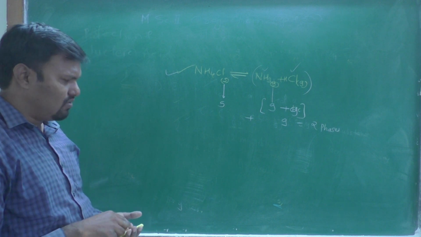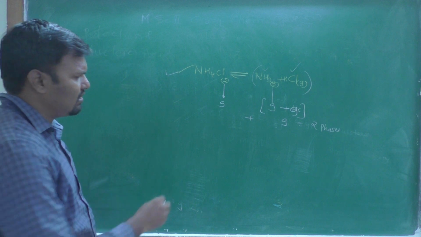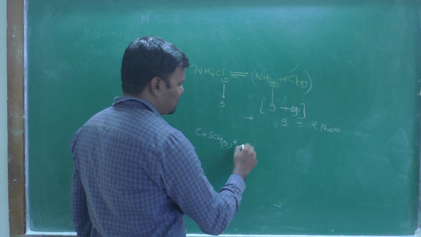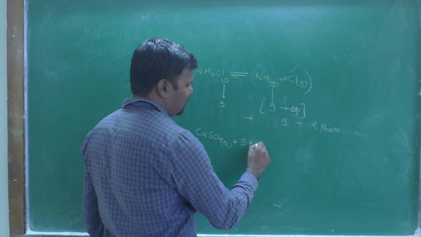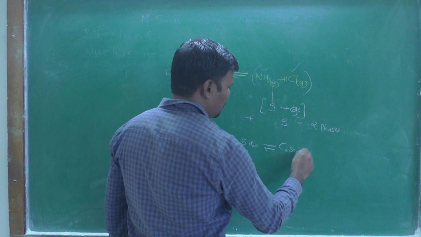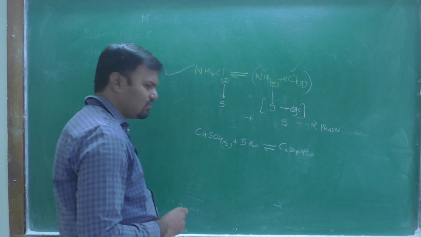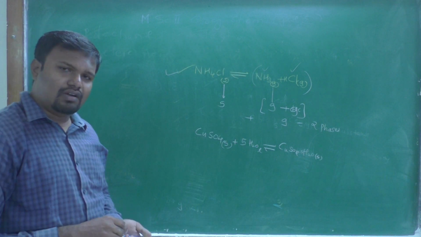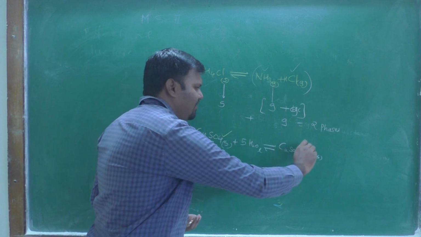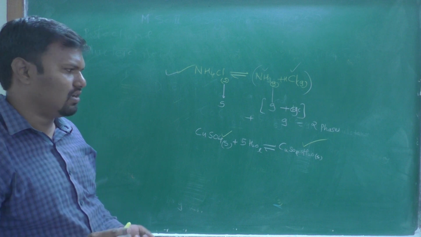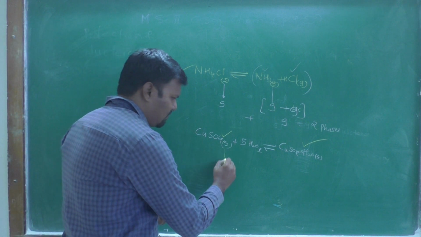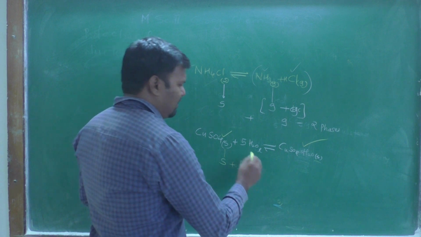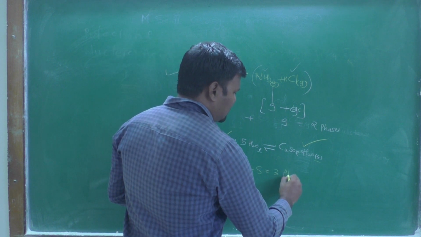Now we have another example, CuSO4 solid plus 5H2O, which gives CuSO4·5H2O. The first is solid, the second is liquid, and the product is also solid. According to our rule, each solid is considered a different phase. For this one, there is one phase. For the liquid, you consider another phase. For the solid, there is another. Therefore, in this case there are three phases present.